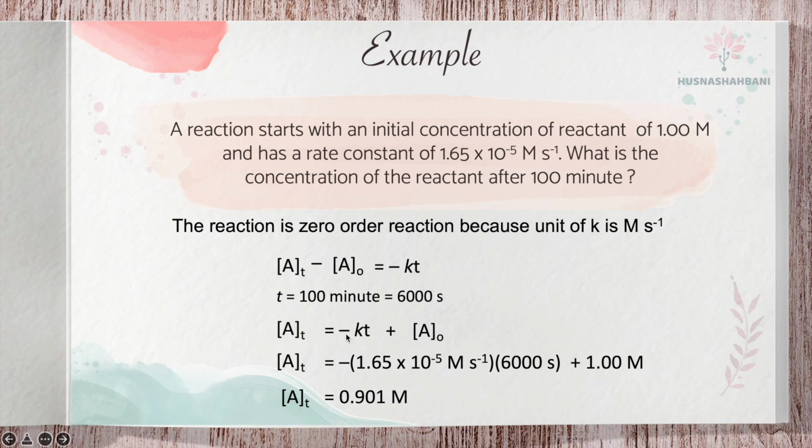A t equals negative K t plus A naught. We have the value of K, 1.65 times 10 to the power of negative 5 molar per second, and we have t, 6,000 seconds. We have the initial concentration of the reactant, 1 molar. So just substitute everything into this equation and you will get the concentration A t equal to 0.901 molar. This is the concentration of the reactant after 100 minutes.